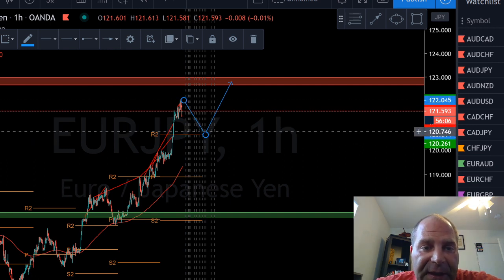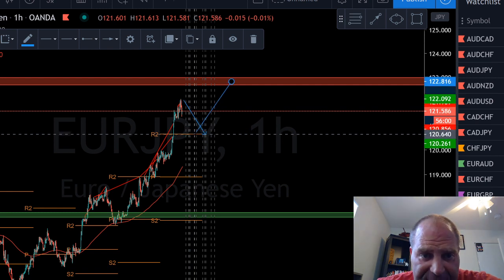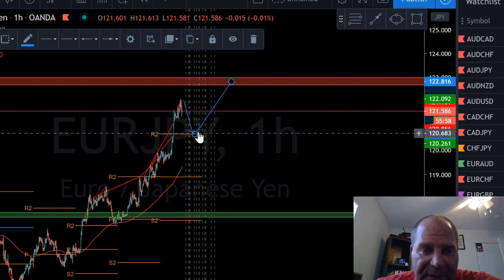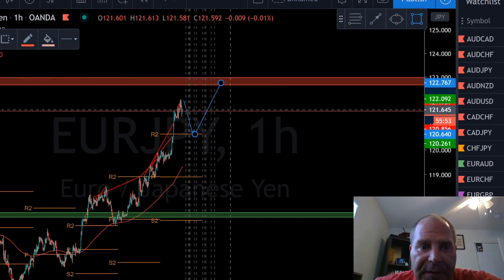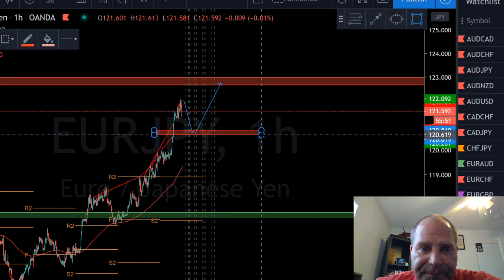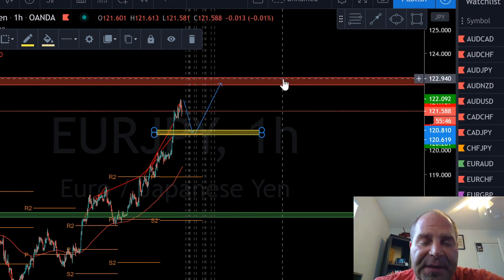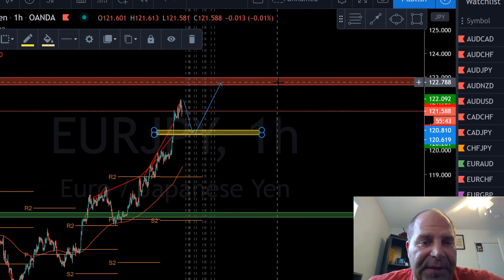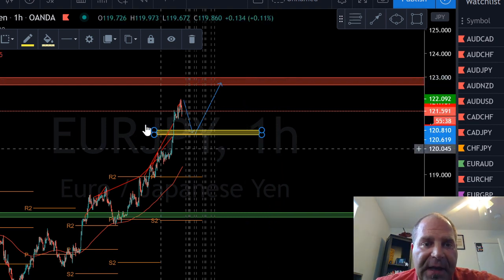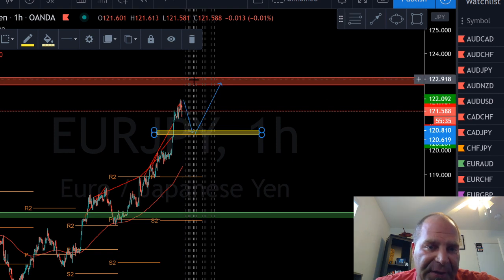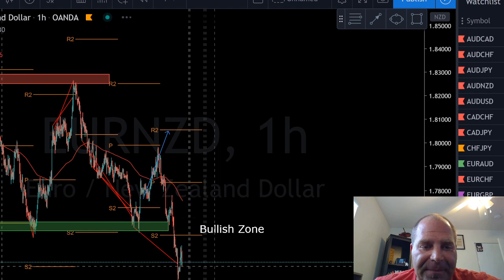I do think we're going to get some sort of pullback. It's not going to be aggressive, and it's going to come back down to this level, and that's where I'm going to look for a continuation or a make or break level right here. And I do think price is going to get up to this very strong resistance up here eventually, but it's not a good time to enter a buy trade right now. Just not.